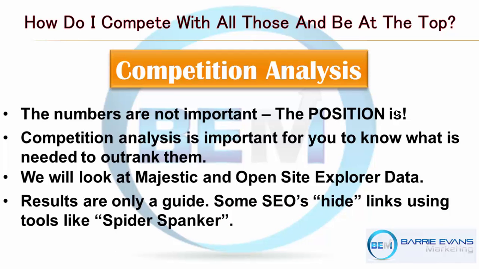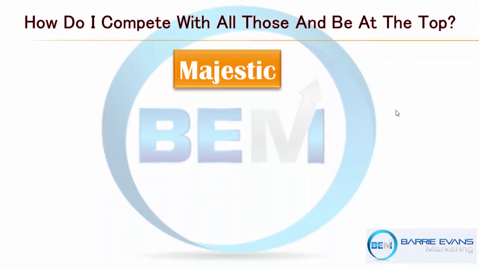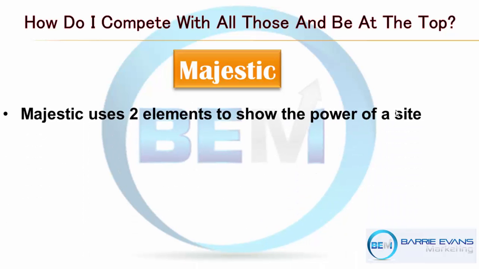Now, these results are only a guide. The reason I say that is because some SEOs hide links using tools like Spider Spanker, or they cloak them so that Majestic and Moz cannot actually access their links. So these are a very good guide. It gives you a chance to know what you can do. Obviously, you need to test and follow up as you move down the line and check your rankings, but most of the time this will be good enough.